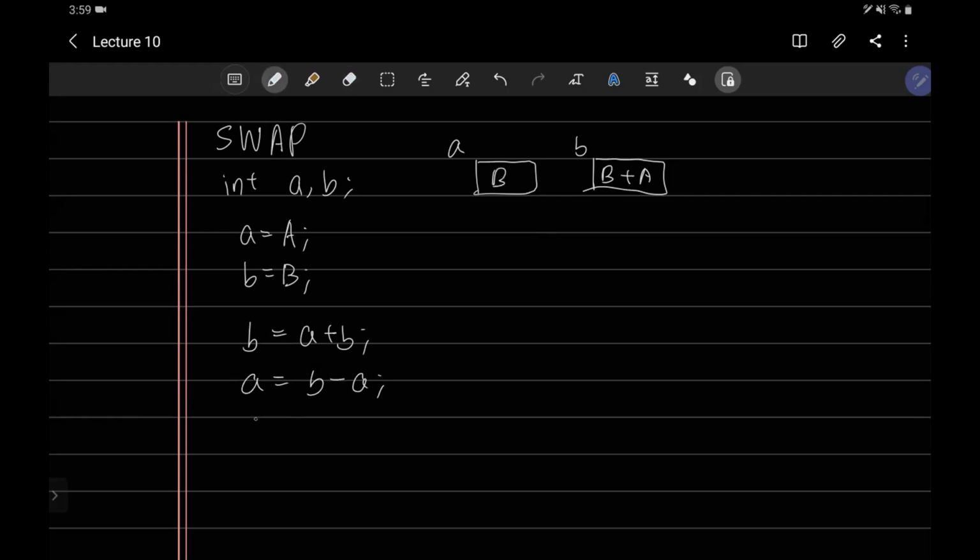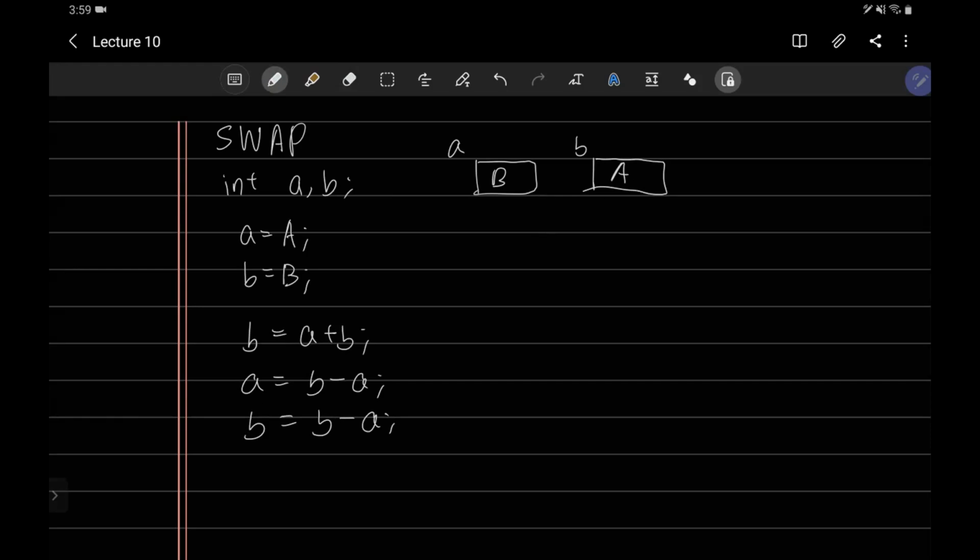And finally, if we do b equals b minus a, then we are subtracting b from the total of these. So if I subtract b from this, then it will be just a. Like this one. So this is one clever way to implement the swap, and you save the number of variables we need.